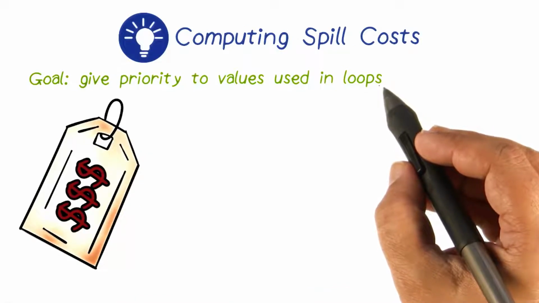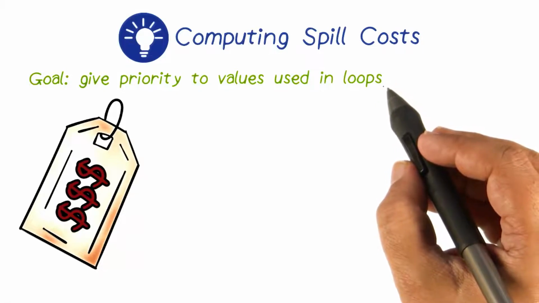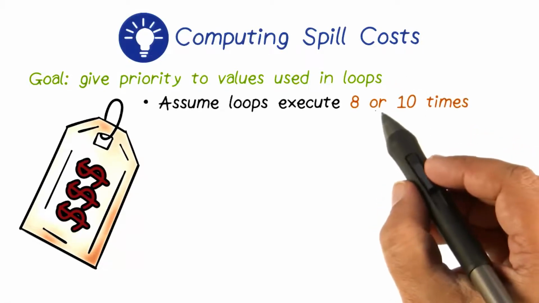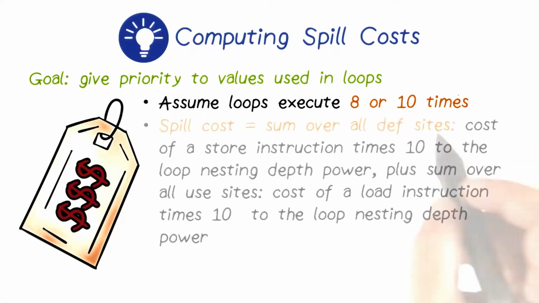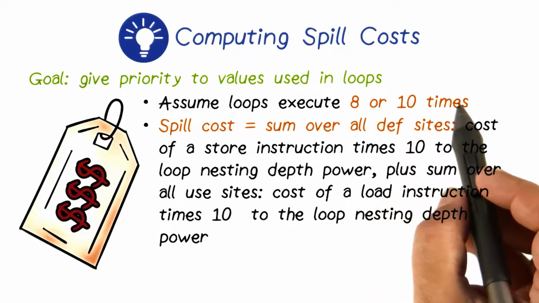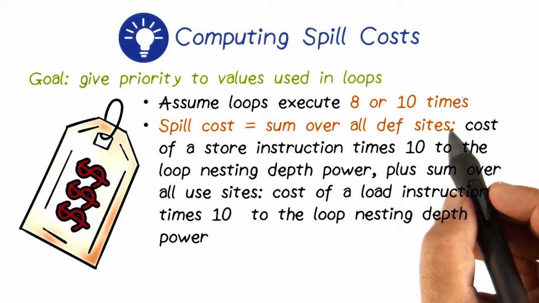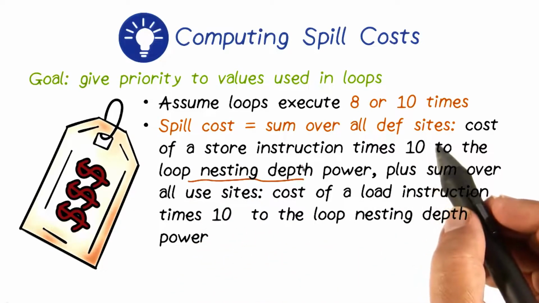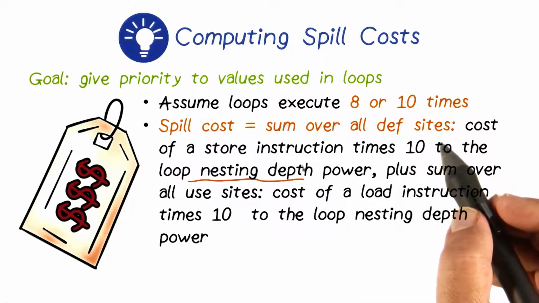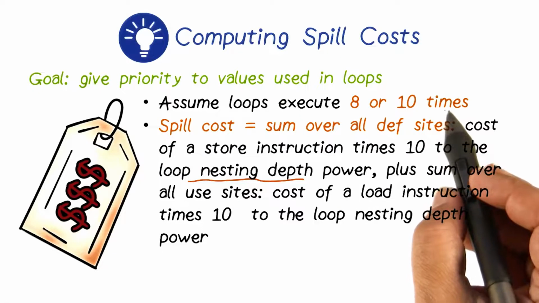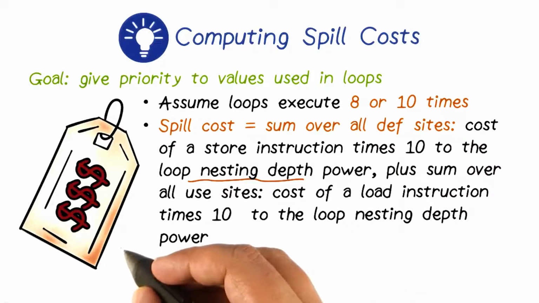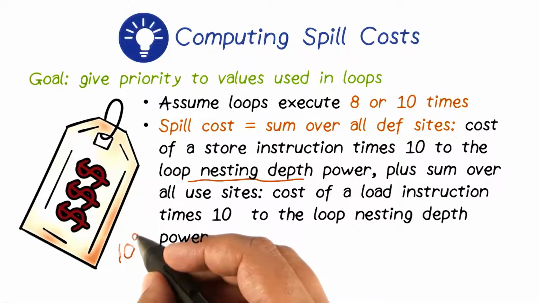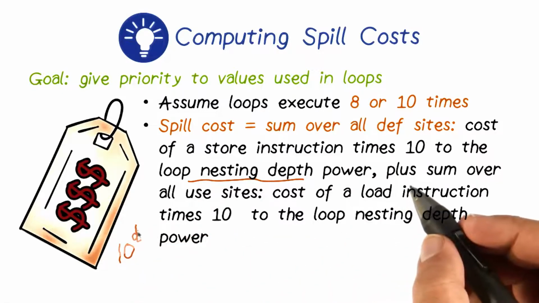The goal is to give priority to the values which are used inside the loops and weigh them more. We typically assume the loops execute 8 or 10 times. So having given the loop an estimated execution time, what we do next is find out the nesting level of the loop and calculate the cost of store by using an estimated execution time of the loop. So for example, if we have d-nested loop and each of the loops executes 10 times, then we have 10 to the power d executions of the loop in total.